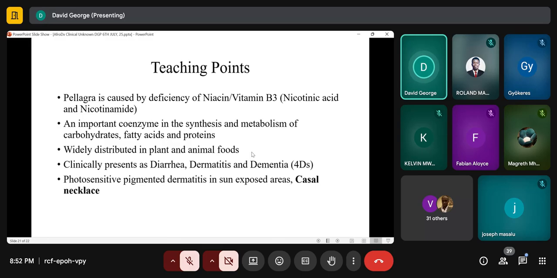So it's caused by deficiency of niacin, the other name is vitamin B3, and it's either nicotinic acid or nicotinamide. They are both forms of niacin. And niacin is an important coenzyme in the synthesis and metabolism of carbohydrates, fatty acids, and proteins. So you've heard about NAD, nicotinamide adenine dinucleotide, and NADP, so you add the phosphate. They are very important coenzymes in many reactions, especially reduction oxidation reactions, or redox reactions in short. And therefore, it plays a crucial role in metabolism of a number of macronutrients.